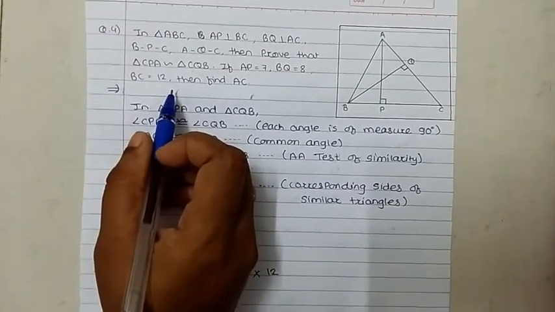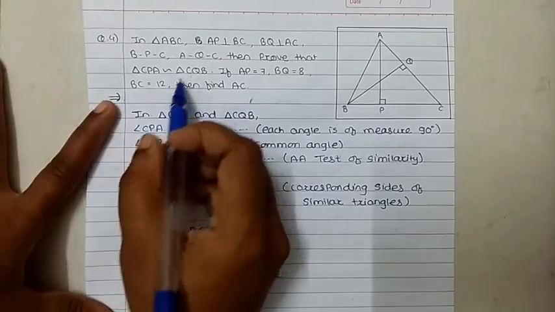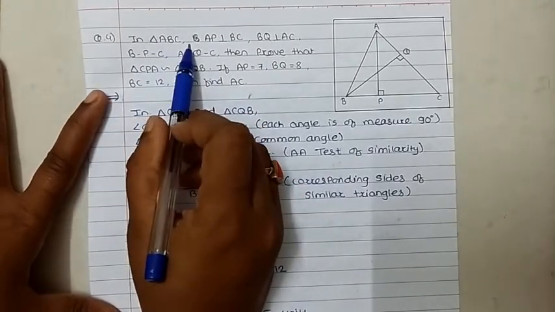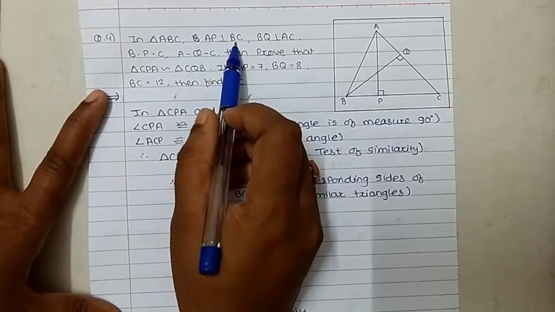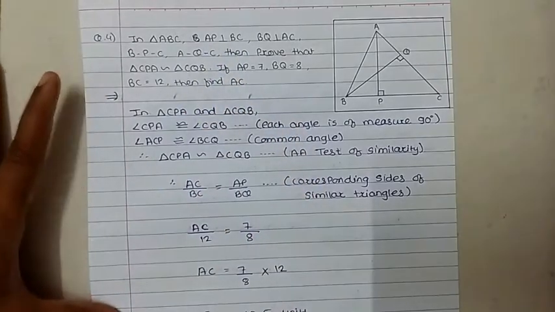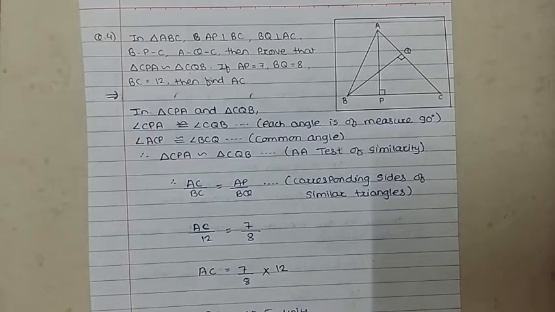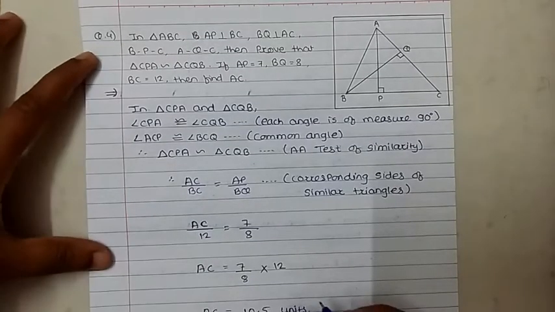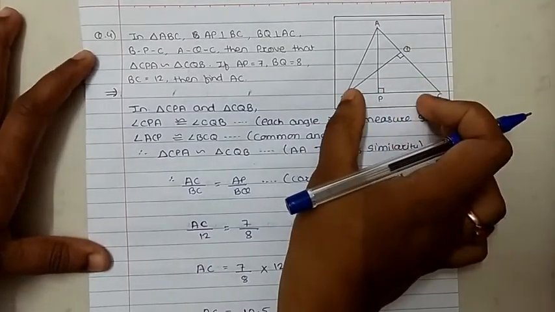Question number 4. In triangle ABC, AP is perpendicular to BC. Listen here, up to question number 1, 2 and 3, these are very simple questions. From this question number 4, it is related to the tricky part. So please concentrate here properly. What is given here? AP is perpendicular to BC. That means this AP is perpendicular to this BC.